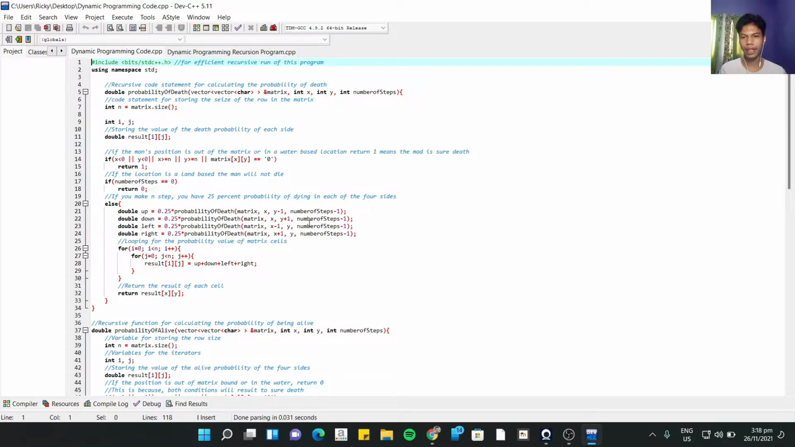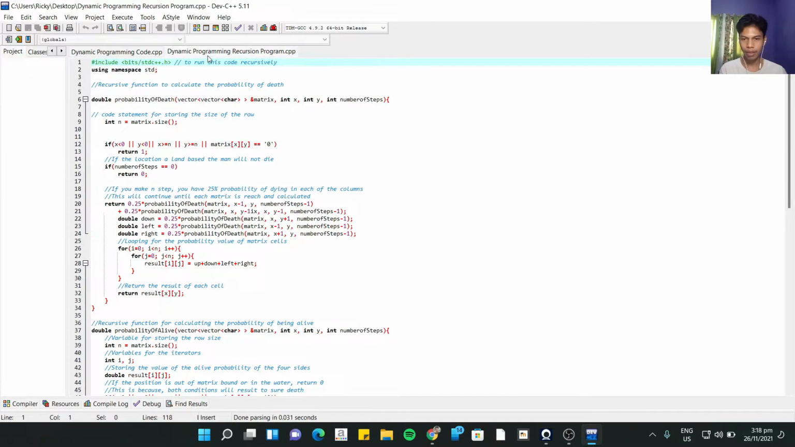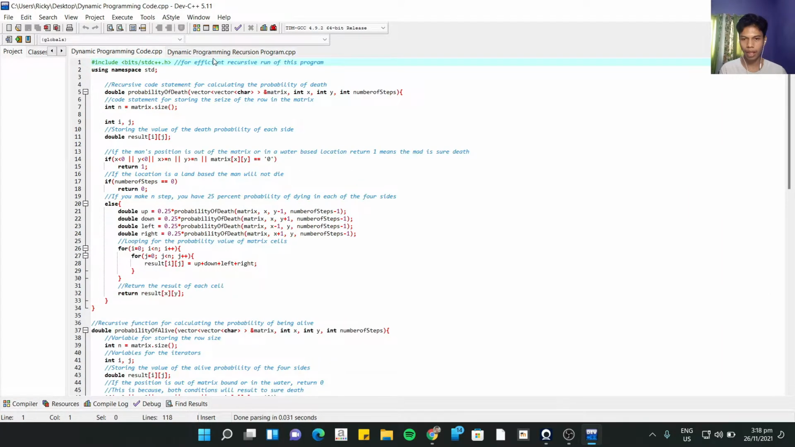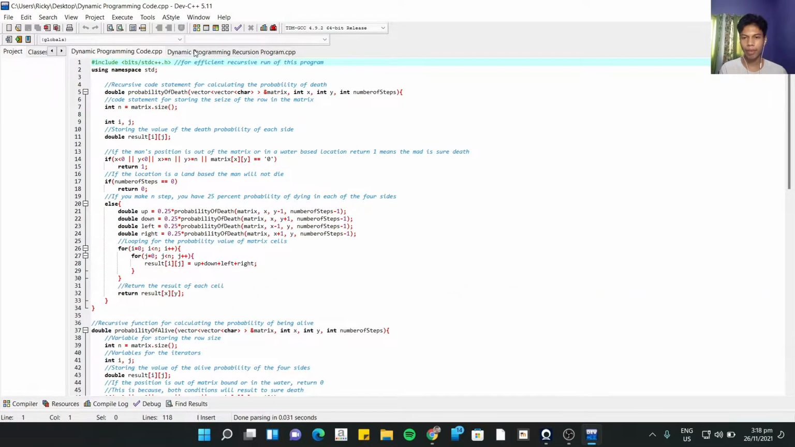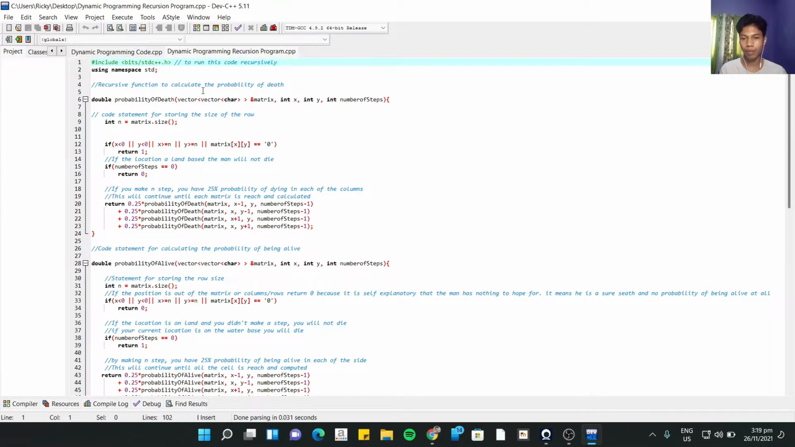For this, we created a program that solves the probability of being dead and the probability of being alive. The program we created are the dynamic programming code and the dynamic programming recursion program. It's almost the same, but we created a recursion program for reducing the time and space complexity as well as to run the program smoothly and efficiently.